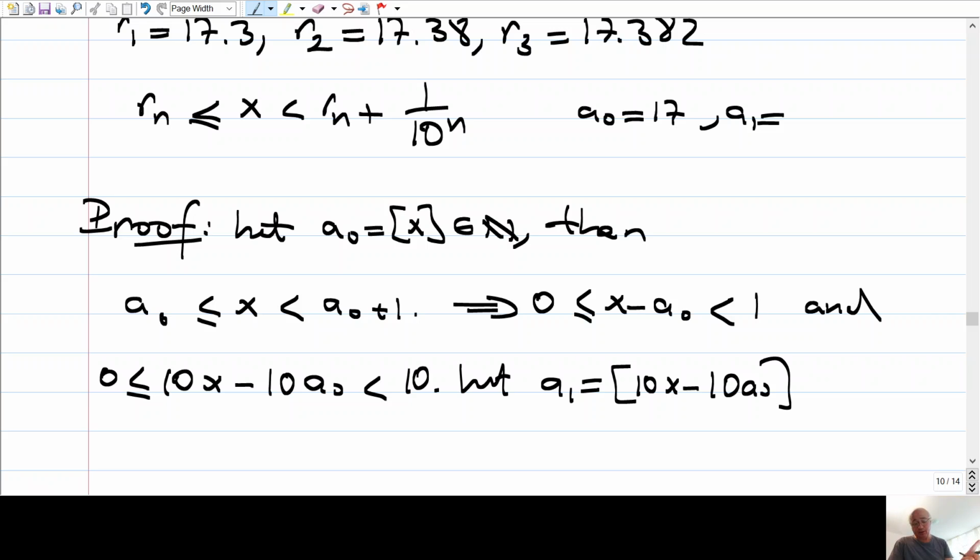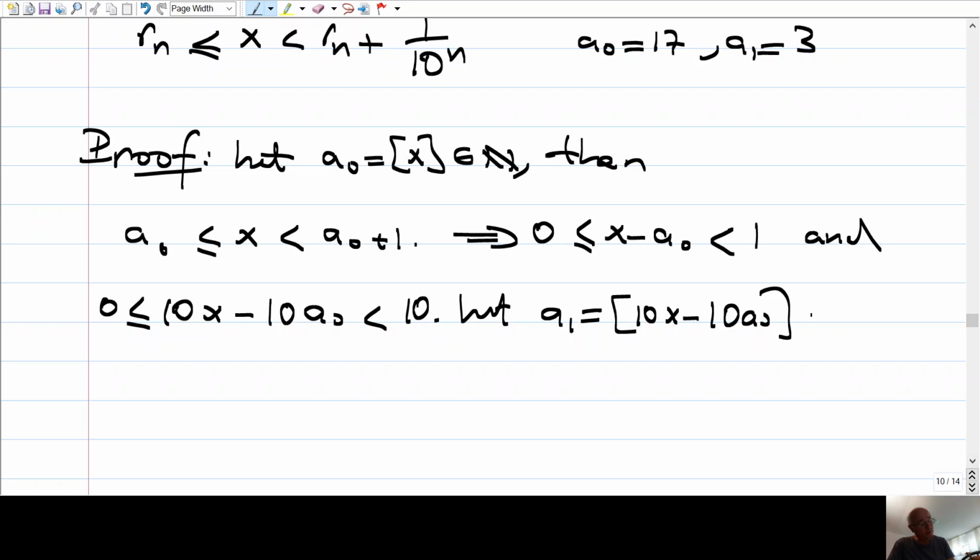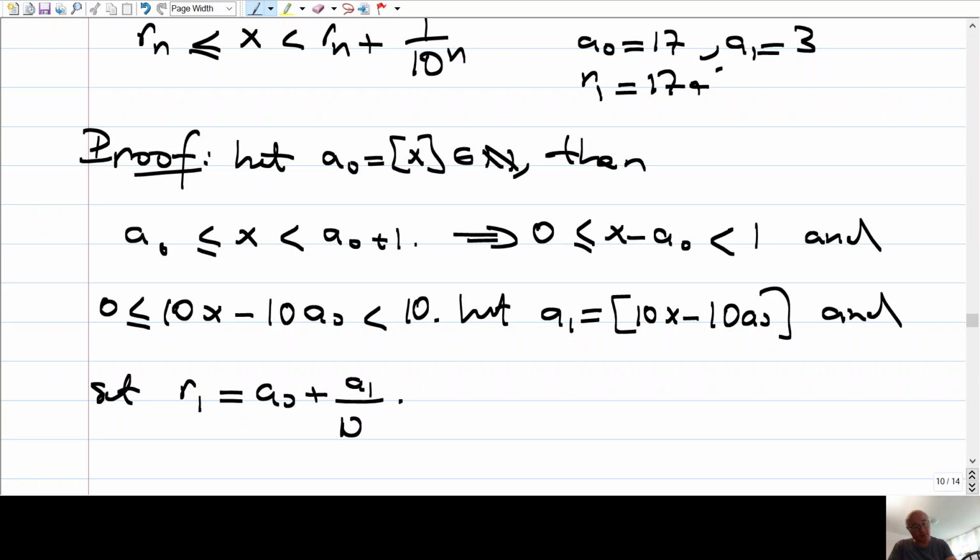a1 is just, so 10 times x minus 10 times this, 3 point something. So this is just 3. Yes. And we let R1 be a0 plus a1 over 10. Okay, so R1 becomes 17 plus 3 over 10, so 17.3. Okay, and we'll continue like this.